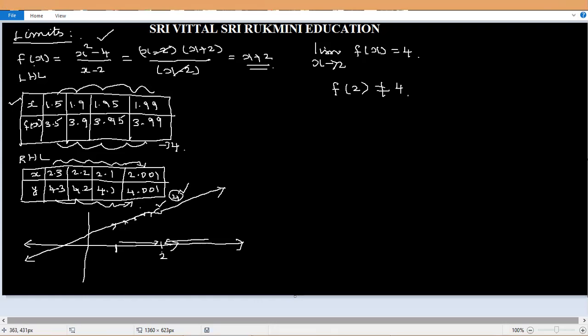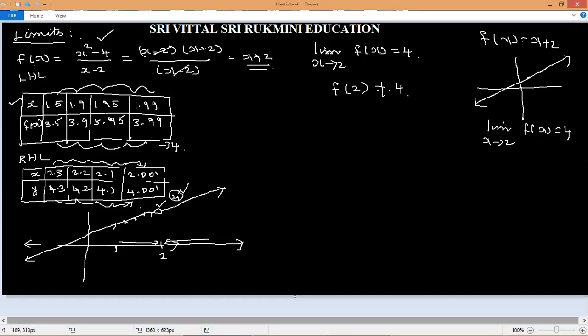So in this case, I am again explaining, if f of x is equal to x plus 2 is the function, then the graph will be like this. You can see a straight line without any break. Here, the limit x tends to 2, f of x is equal to 4, and f of 2 is equal to 4.